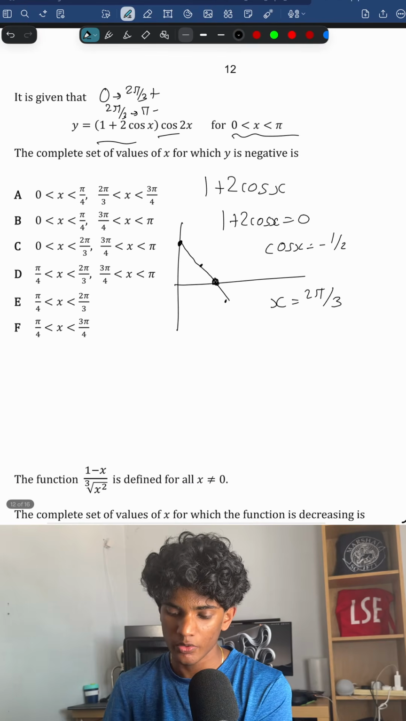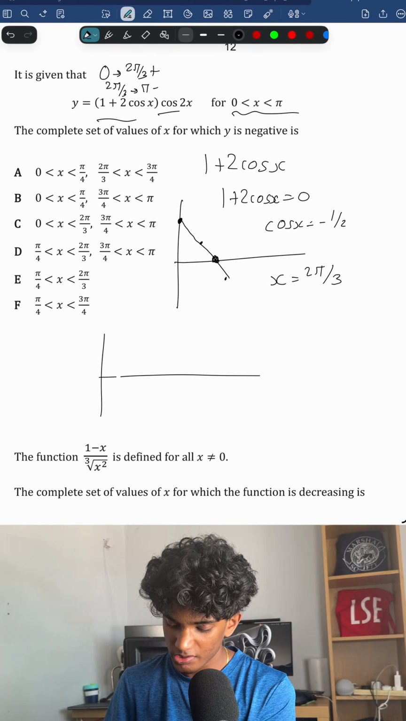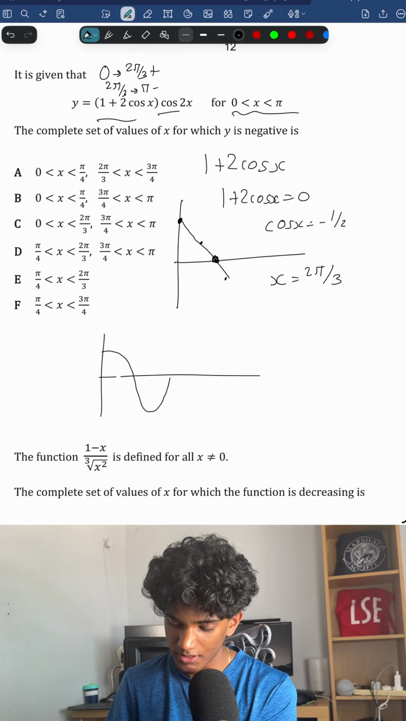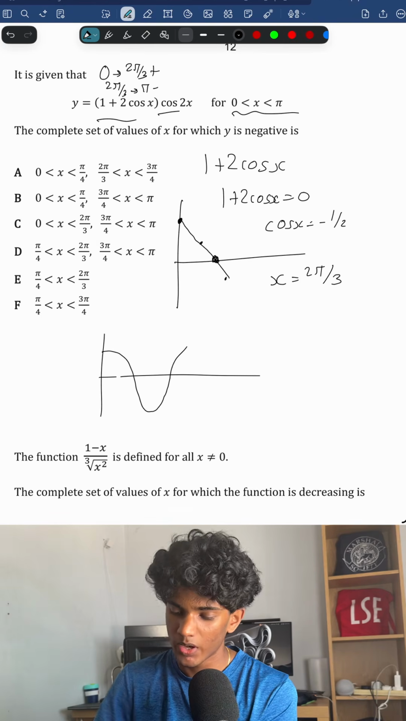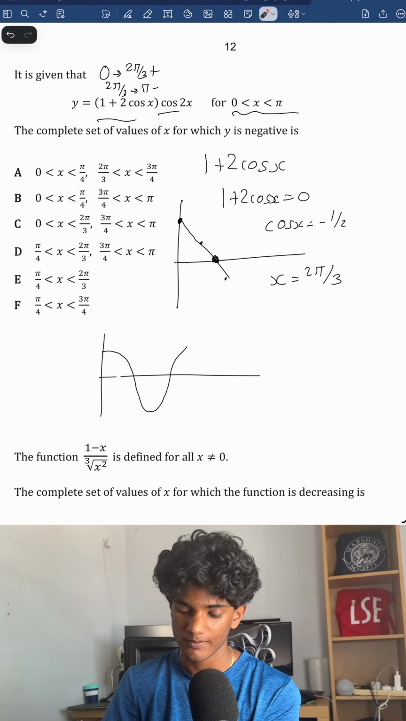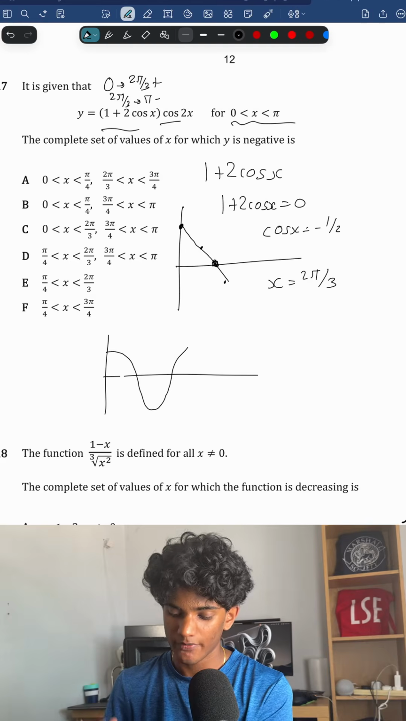Okay, now let's work on cos 2x. Cos 2x is going to start off at 1, and then it's going to go to 0, then minus 1, then 0, then 1 again. Because we're working in the range from 0 to pi, it's going to do a full cycle, because it's cos 2x. Okay, that means we have another range.